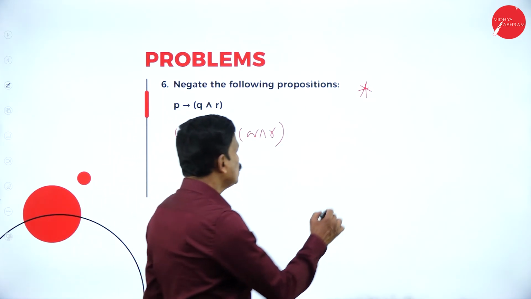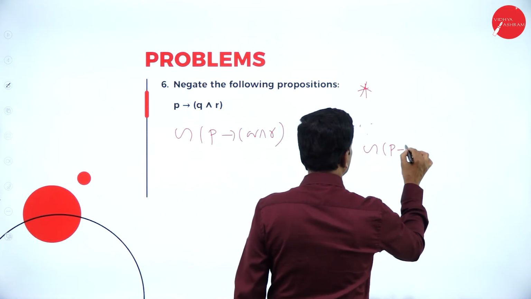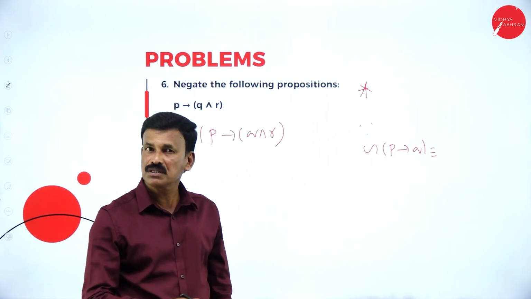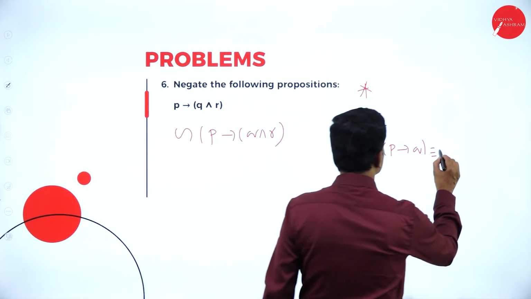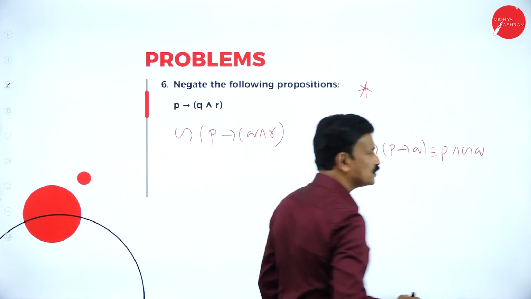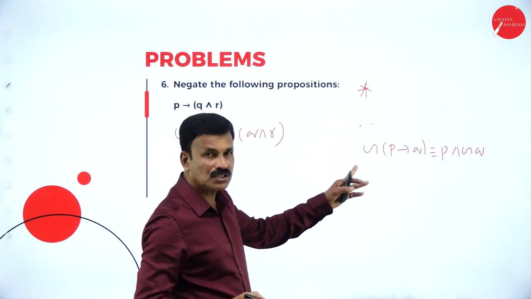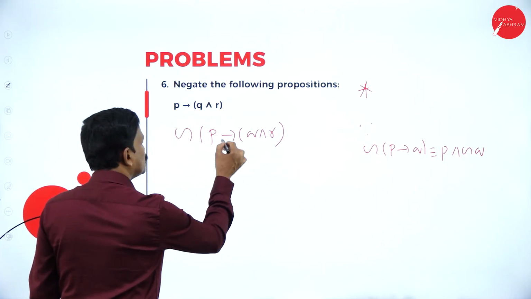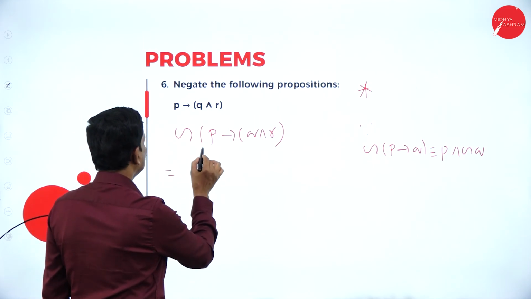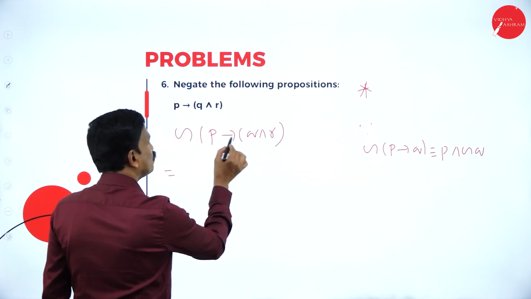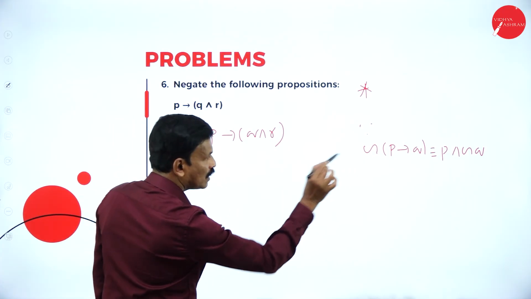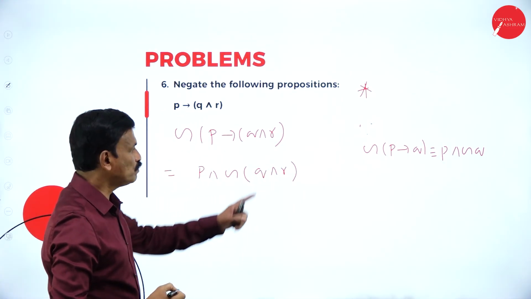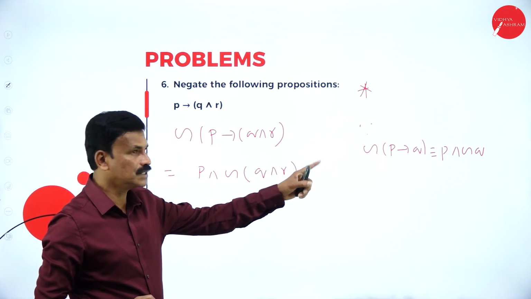Now for this there is one rule. Negation of P conditional to Q is logically equivalent to P conjunction negation Q. So this is a rule, that is, if you negate P conditional to Q, you will get P conjunction negation Q. So here the negation of this implies negation of P conditional to Q means P conjunction negation of this Q conjunction R, right? So P conditional to Q negation is equal to P conjunction negation Q.